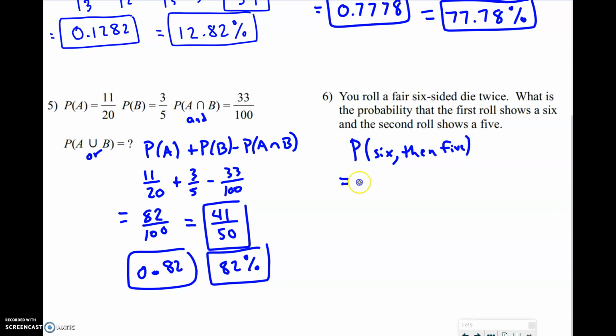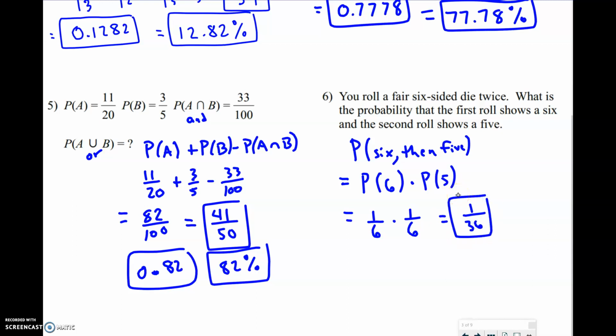All right, so what I'm going to do is use the multiplication property. I'll just write the number this time. Probability of 6 times the probability of 5, and the first roll does not affect the second one at all. Probability of 6 is 1 out of 6. Probability of 5 is also 1 out of 6. So the probability of the 6 and then a 5 is 1 over 36.